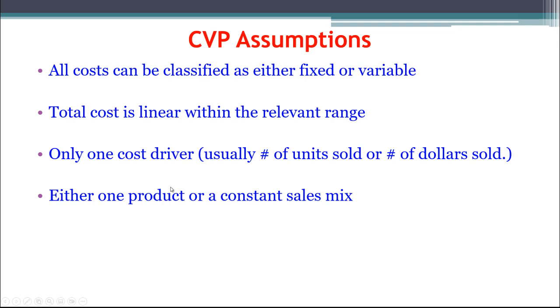We have to either be a one-product firm, or if we do have multiple products, we have to know what the sales mix is expected to be. For example, if we have two products, do we sell 50-50? Do we sell even numbers of each? Is it more 80-20, 70-30? What's our percentage of each unit that sells?